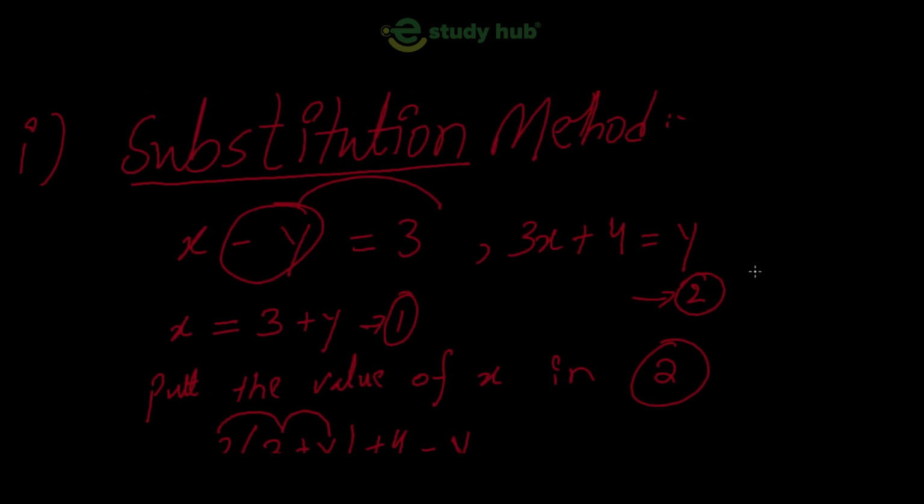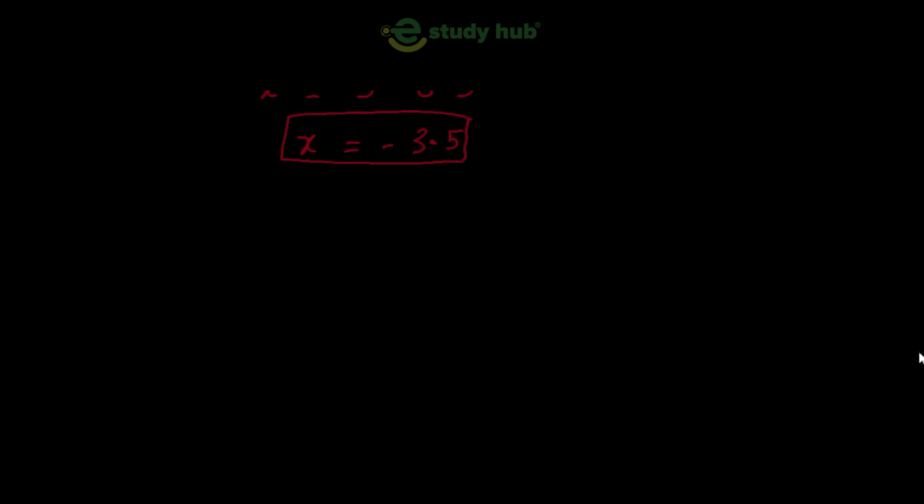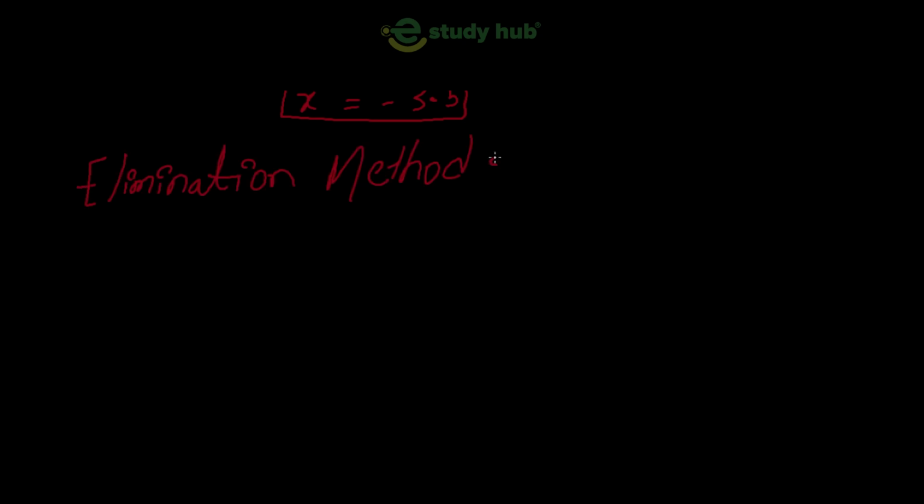Now our task is to go towards the next method, the elimination method. This is the second method that we are going to do now. From the name of this method, elimination, you know that elimination means you need to eliminate something. Obviously sometimes x will be eliminated, and sometimes y will be eliminated.